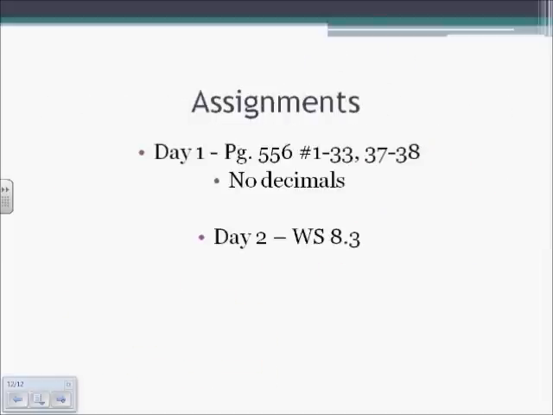That ends the lecture then for today. Things that we're going to cover and go over in practice will be page 556, numbers 1 through 33, 37, and 38. And again, that's with no decimals, all with exact values.